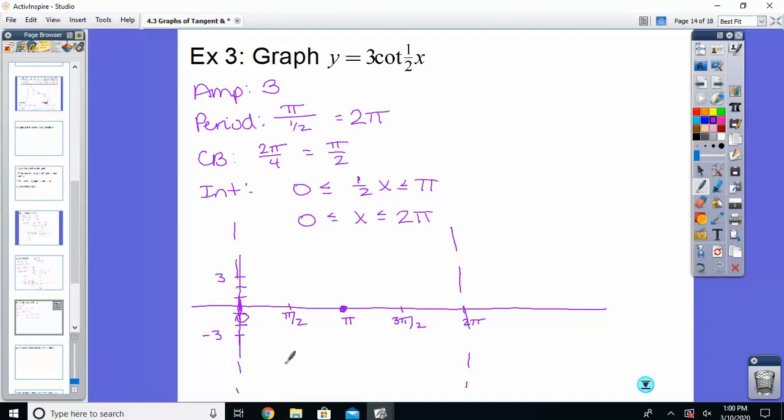Now, cotangent, is it increasing or decreasing? Decreasing. If you think about it, this is like in the first quadrant, everything's positive, so it has to be positive right here. So at pi over 2, you'd be at your amplitude, which is 3. 3 pi over 2, your extra negative amplitude, negative.